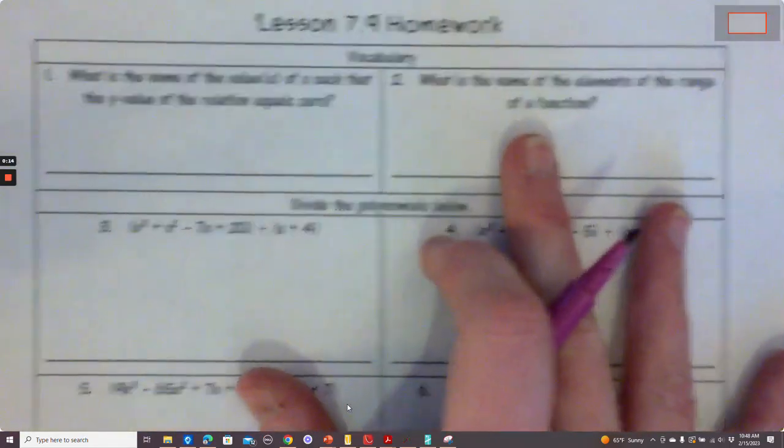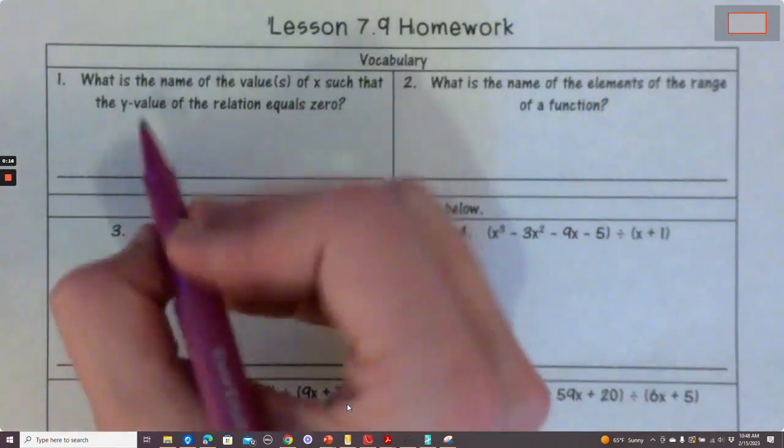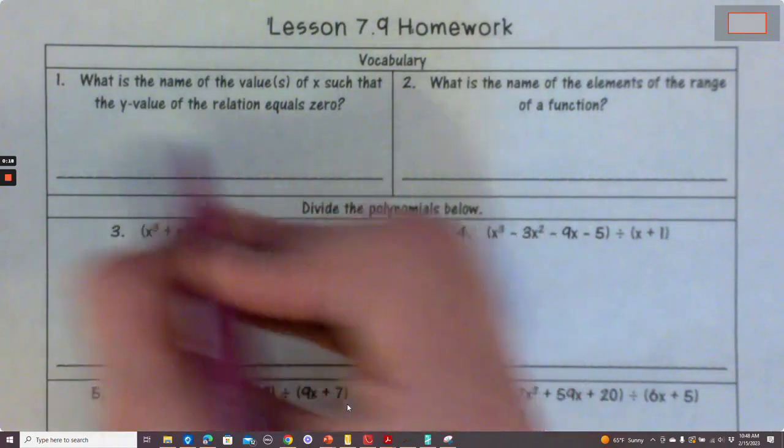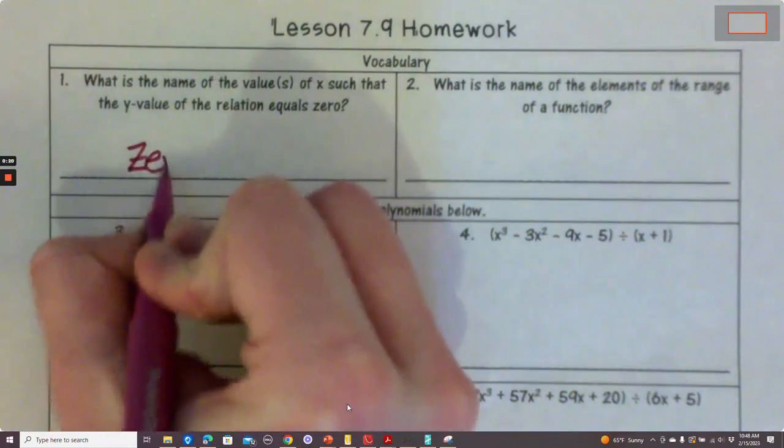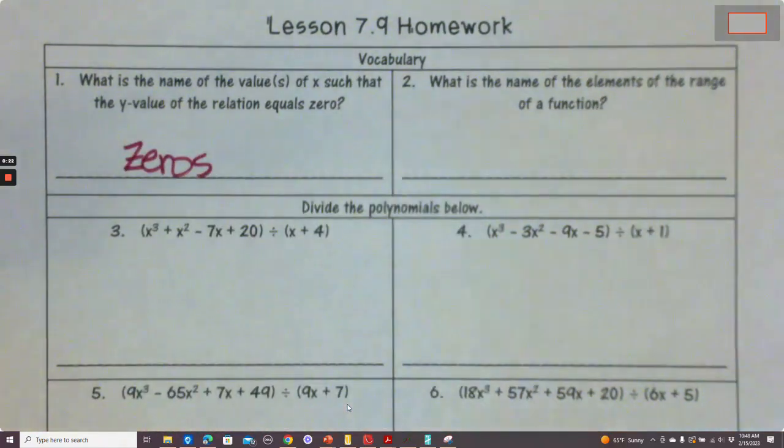All right, so number one, what is the name of the values of x such that the y value of the relation equals 0? These are the zeros. These are the x-intercepts. These are the roots. These are the solutions. It's the answer to a quadratic equation.